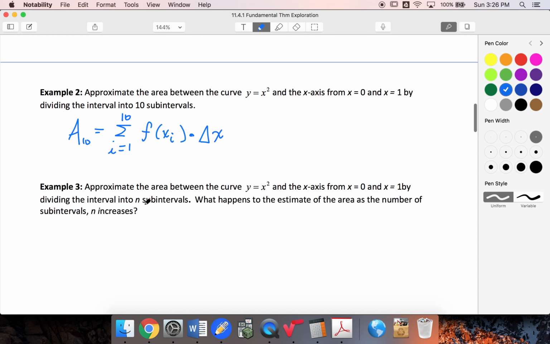If I made my intervals even smaller, I could say a sub n is the sum from 1 to n of f of x sub i, times delta x. So in this case, my delta x would be 1 over n. And as we increase n, we're going to get a better and better estimate. The smaller those rectangles get, the better my estimate gets.